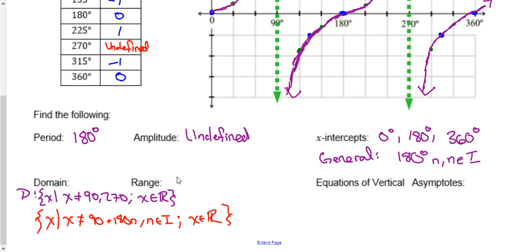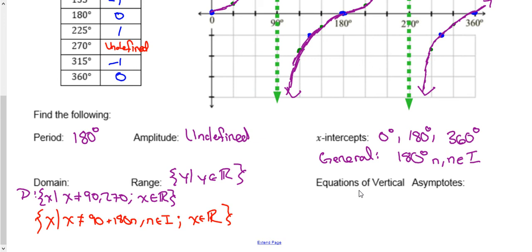For my range, well, the lowest we're going to go is negative infinity, highest we're going is positive infinity. In this case, because we're already in set notation, I'm going to do range in set notation as well. So y such that y is an element of a real, and there we go, that's our range.